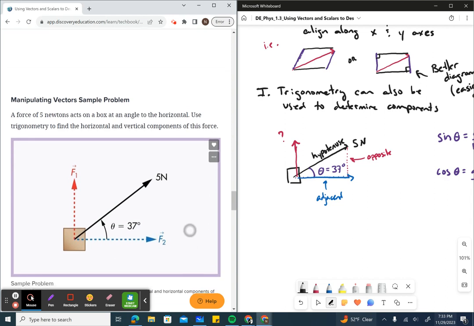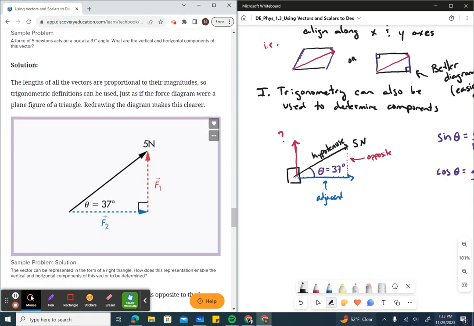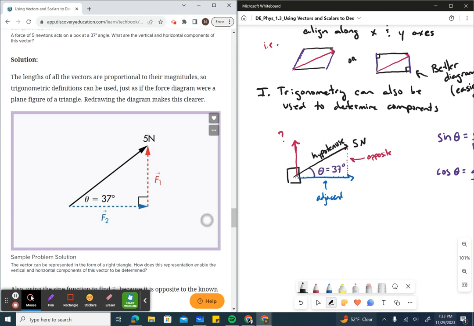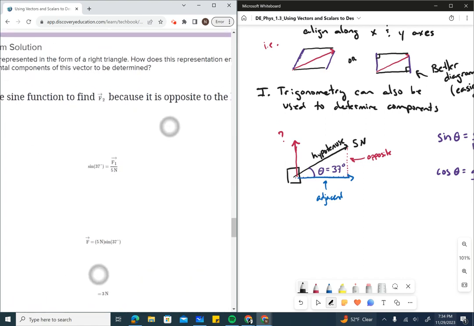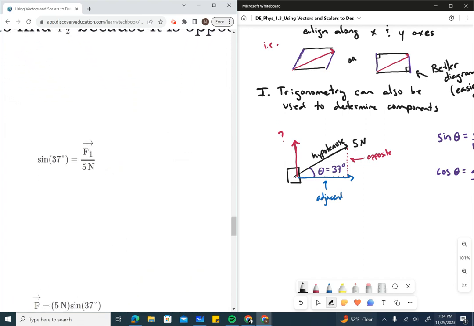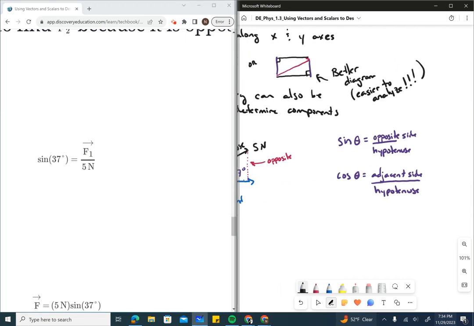So if we take a look here, they do exactly this sort of thing. Read through the problem, read through the solution. In this particular example, theta, the angle, was 37 degrees. So if I can go ahead and expand that just a bit so you can see here, we're going to use this formula right here.